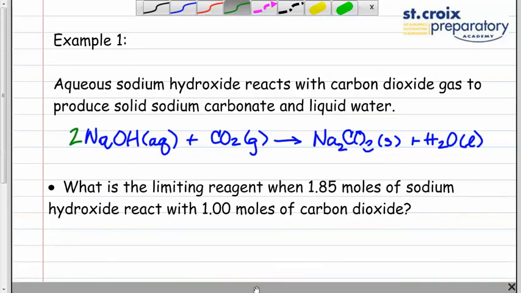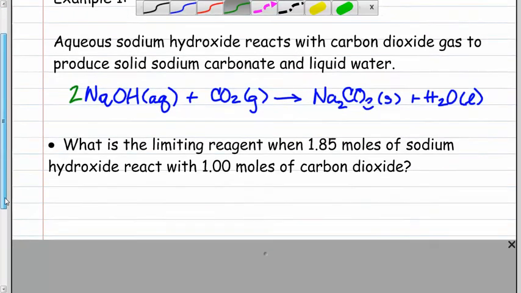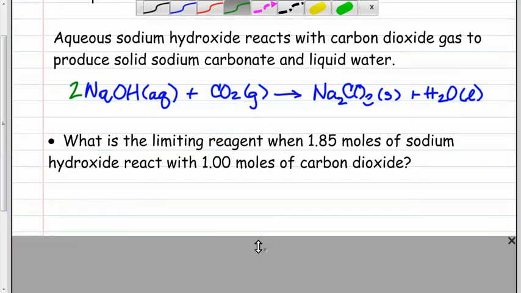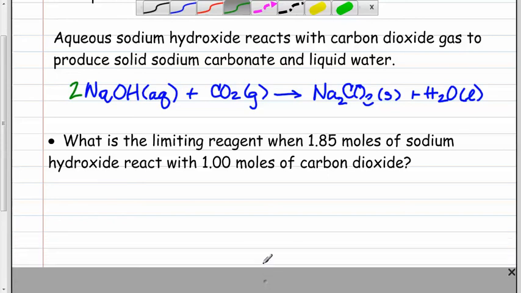So my first question asks, what is the limiting reagent when 1.85 moles of sodium hydroxide react with 1 mole of carbon dioxide? You can do this one of 2 ways, and a lot of students think this is the easiest method, the first one I'm going to show you. Let's use our coefficients in the balanced equation to see how many moles react with how many moles.